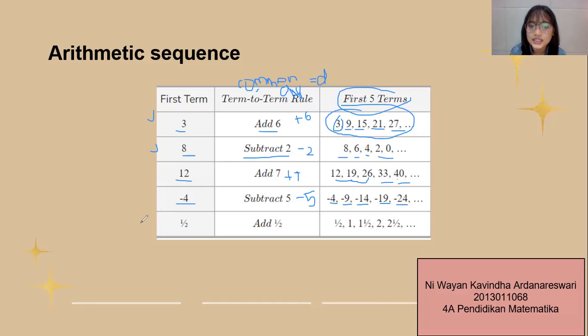And for the last column, the first term is half, and the term rule is also half.